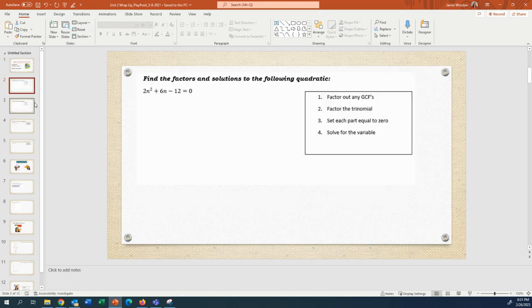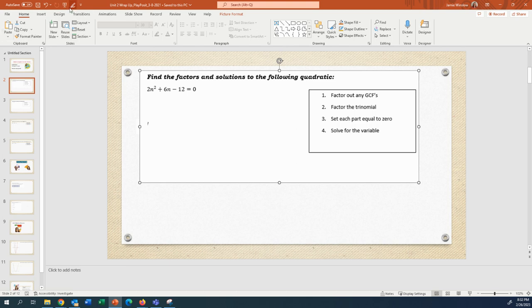So I just wanted to do a few more practice problems where we are factoring. It says to find the factors and the solutions to the following quadratic.